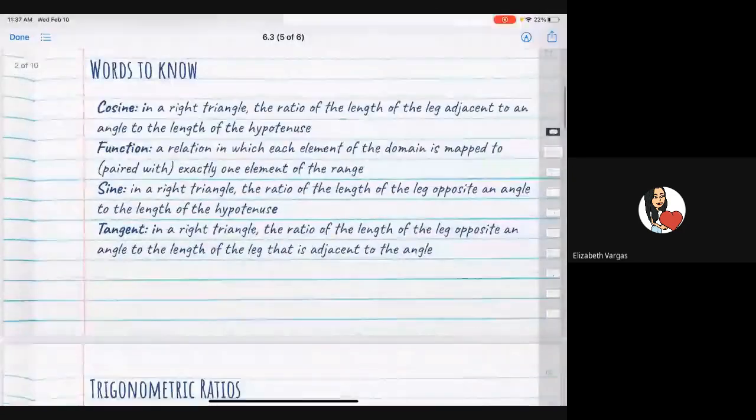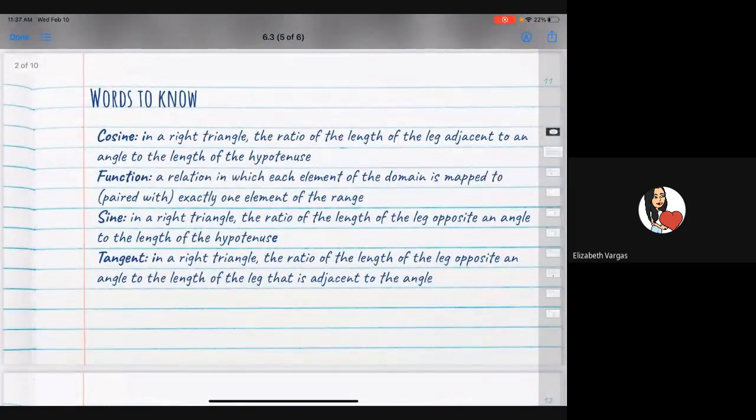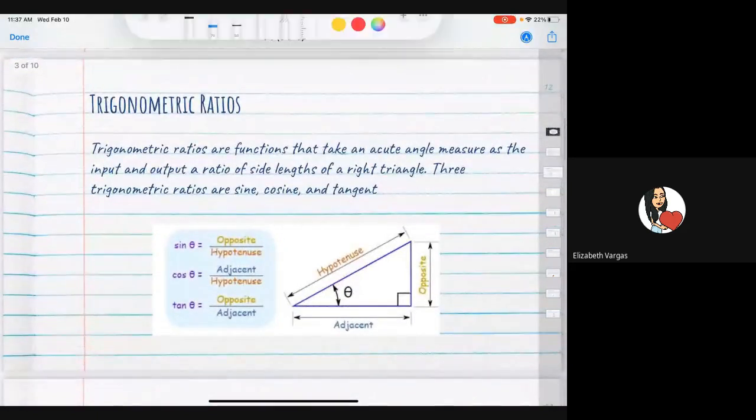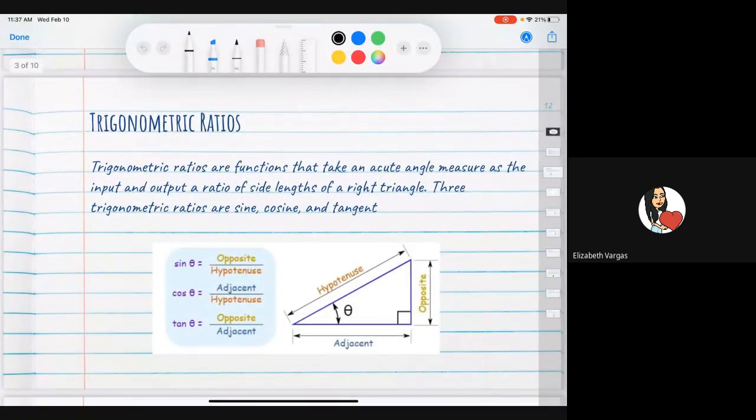Okay. So here are the words that we are going to go over today. We're going to learn the words cosine, function, sine, and tangent. Some of these words you may have seen before, you may have not, but we will go over them today. So today we're going to learn trigonometric ratios.